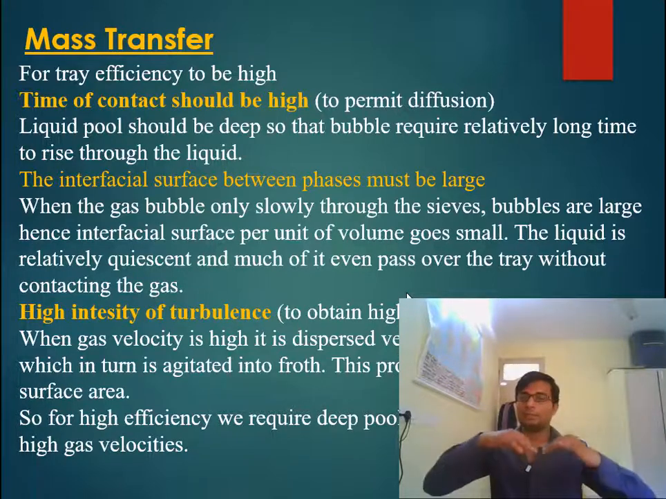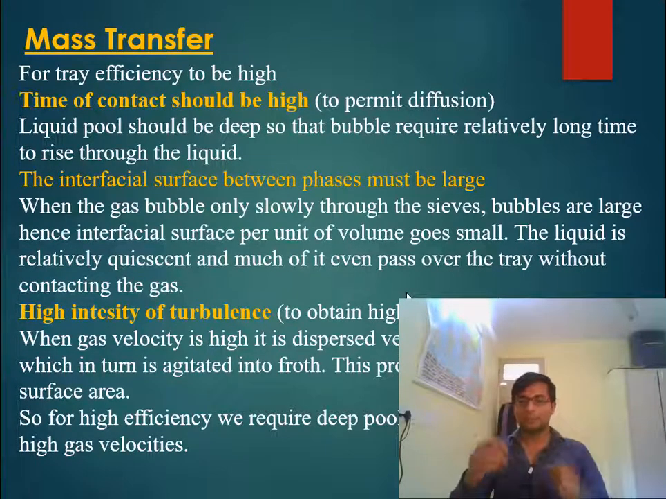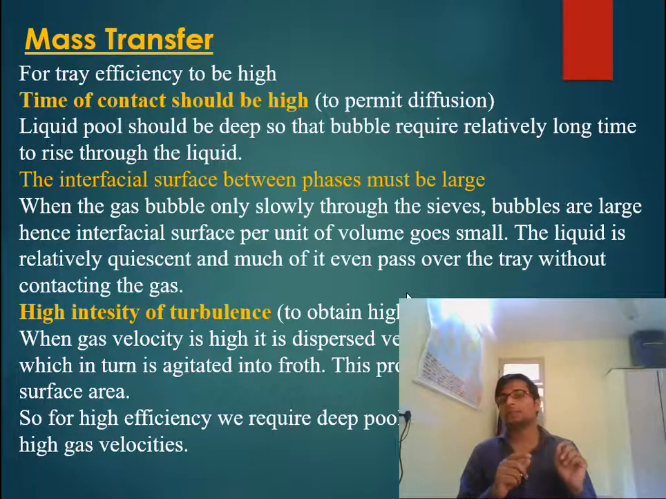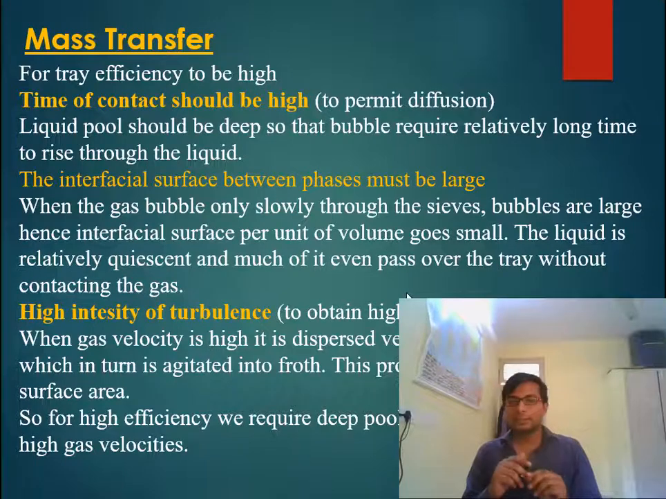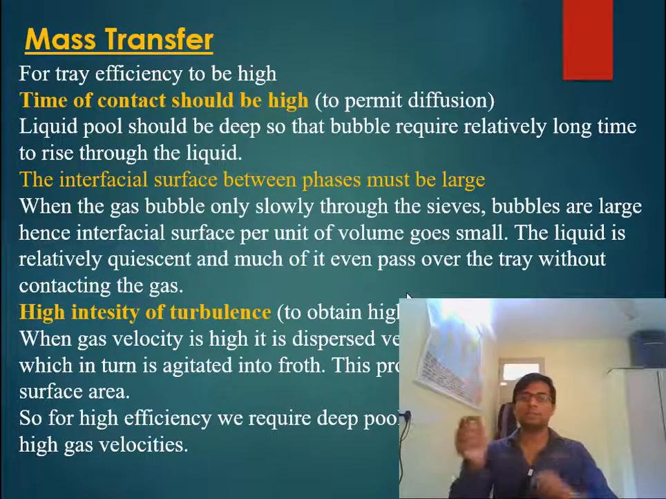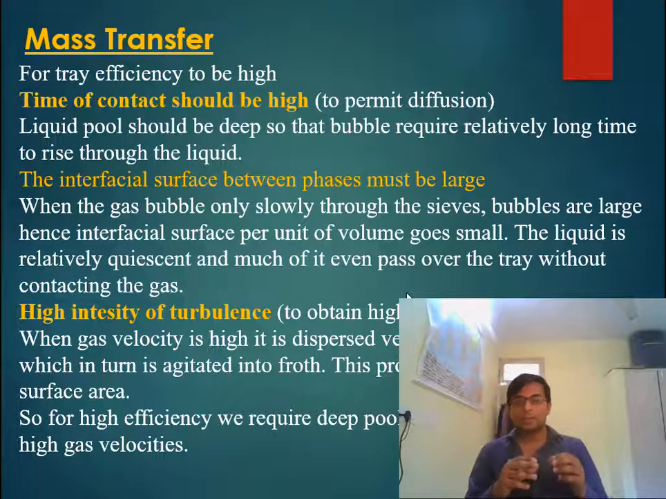So usually, if any tray is ideal, then what happens? The vapor and liquid exiting from this tray will remain in equilibrium, and the tray will be 100% efficient. But this is an ideal condition. In reality, the vapor and liquid exiting the tray will not remain in equilibrium. So for getting the tray efficiency, we need to know the amount of mass transfer which has taken place on the tray, because if mass transfer goes high, the chances of achieving equilibrium go high.